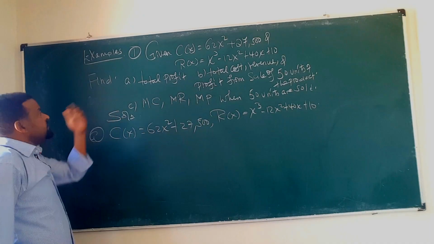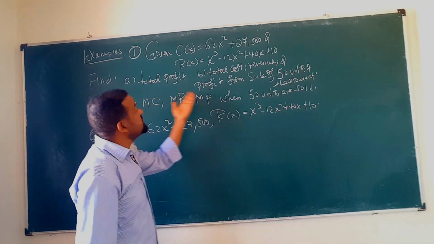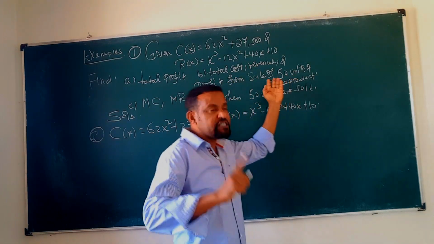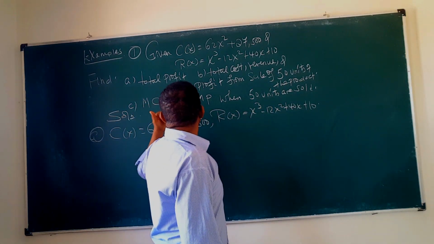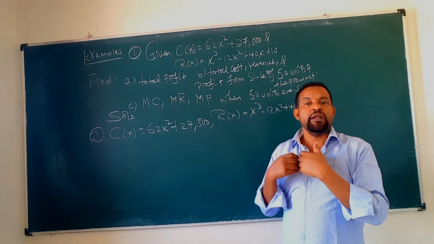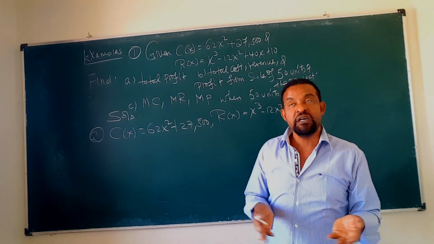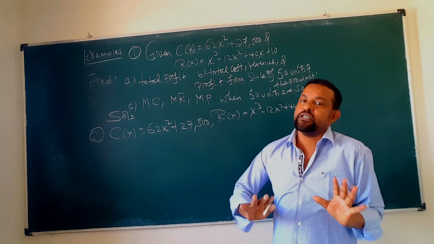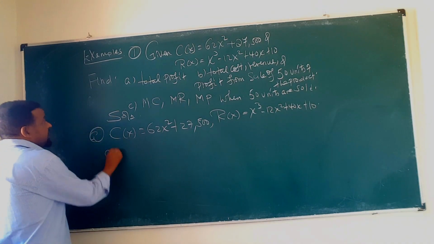The first question is to find the total cost, total revenue, and total profit from the sale of 15 units of the product. And the third question: the marginal cost, the marginal revenue, and the marginal profit when 50 units are sold. Then the variable cost, average variable cost, average fixed cost, fixed cost, and average revenue. Anyway, so the first one is: what is the profit?